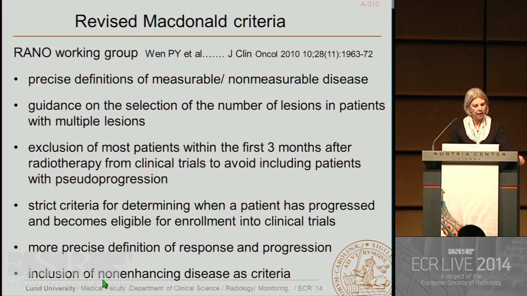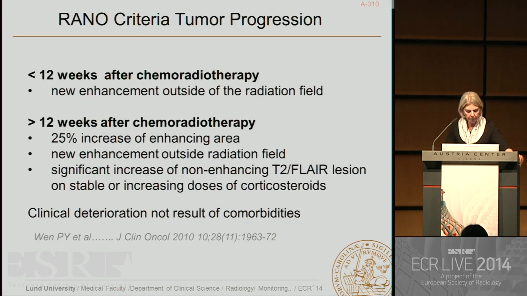So therefore, in 2010, there came these new revised criteria, and the most important part in that is that now we are including non-enhancing parts of the tumor as part of disease progression. And we should not only look at the tumor enhancement, but the surrounding T2 or FLAIR signal abnormalities that we can see. Also, due to the fact of pseudo-progression that has been up in the air for almost 10 years now, we exclude all patients from any form of clinical trial the first 3 months after therapy, just to make sure that we do not include patients that have a pseudo-progression and not a true progression.